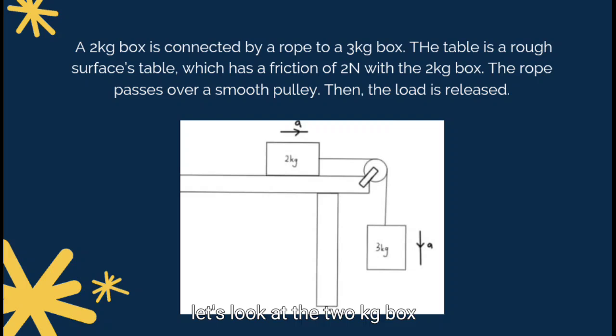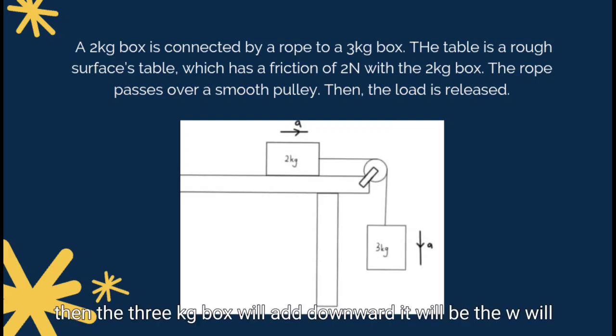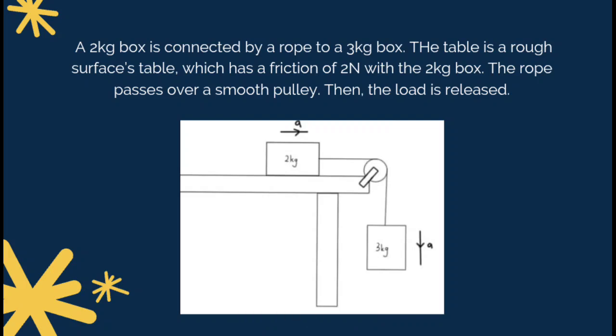Let's look at the 2 kg box that will move to the right. So, W will be smaller than the force. Then, the 3 kg box will act downward. The W will be bigger than the F. Now, I will pass to the next person to explain the solution of this question.